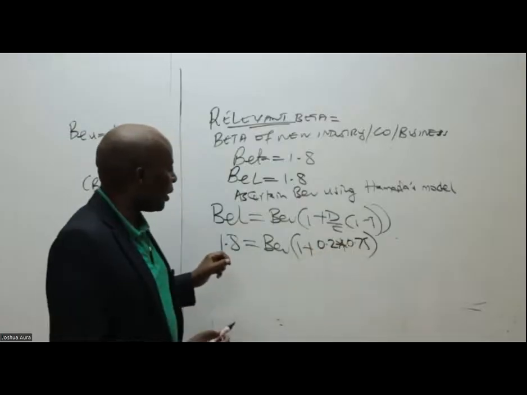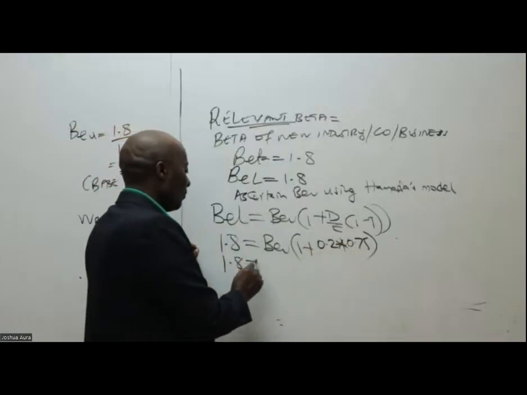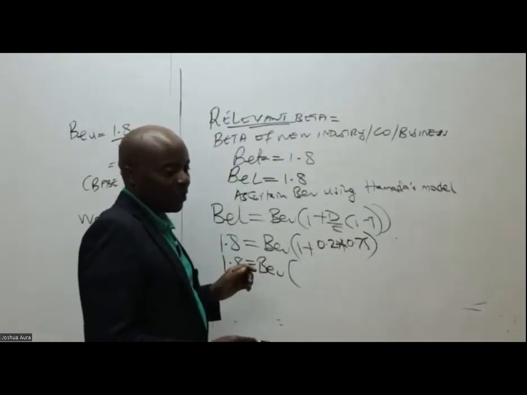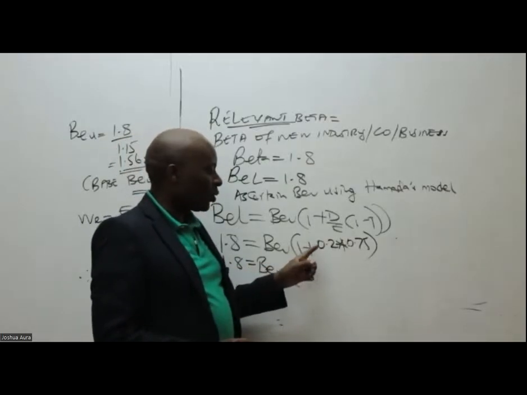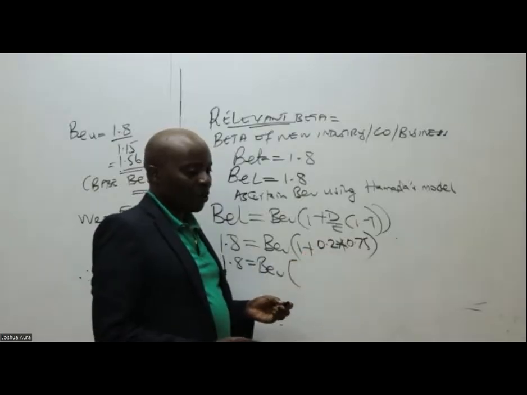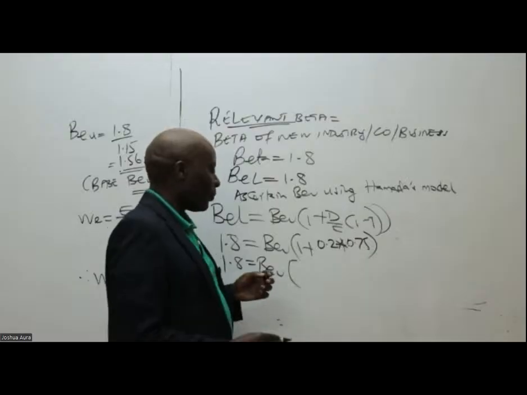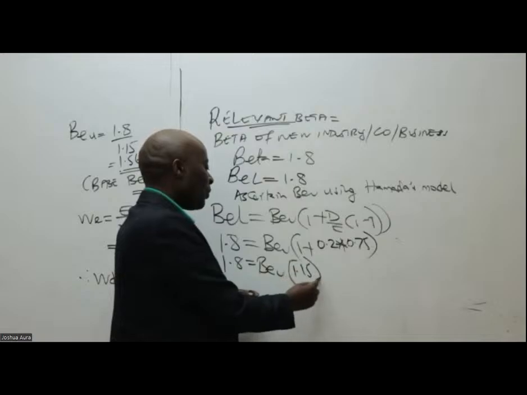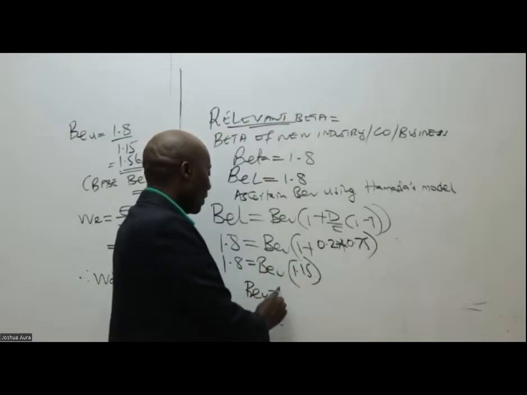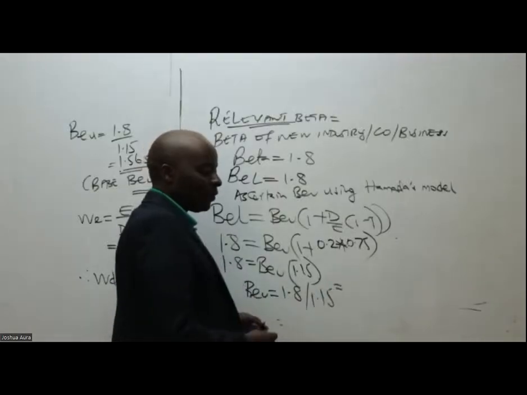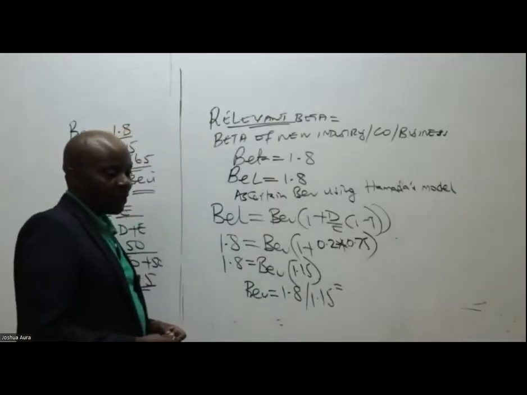Could you kindly give me what we have in brackets? What do we have in brackets here, somebody? 1 plus this times that. 1.15. So with BEU as the subject, it will be 1.8 divided by 1.15, which gives me the same answer as the one that you had obtained.